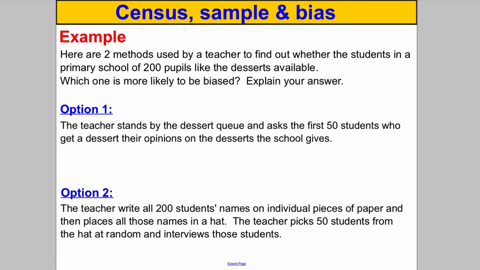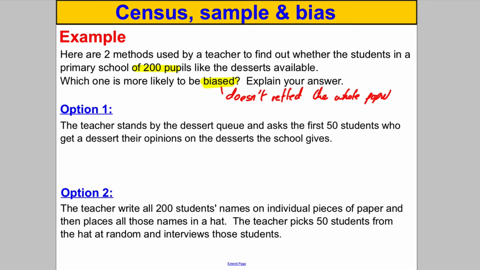Next question, pause the video, have a go. So here are two methods used by a teacher to find out whether the students in a primary school of 200 pupils like the desserts available. Which one is more likely to be biased? Alright, so biased means doesn't represent the population. So we should write that down. Doesn't reflect the population, let's say.